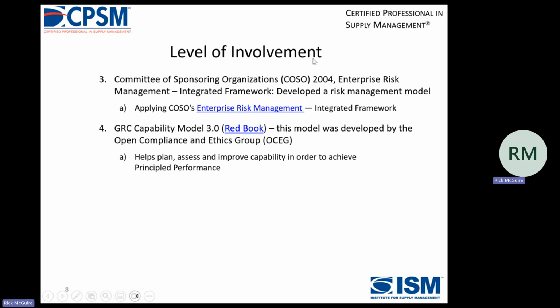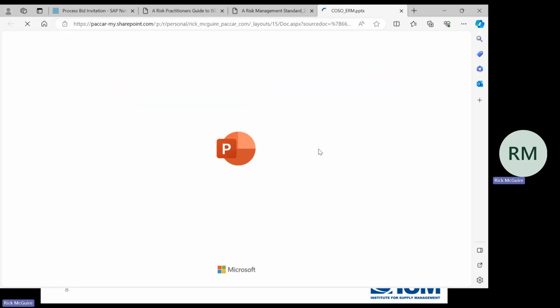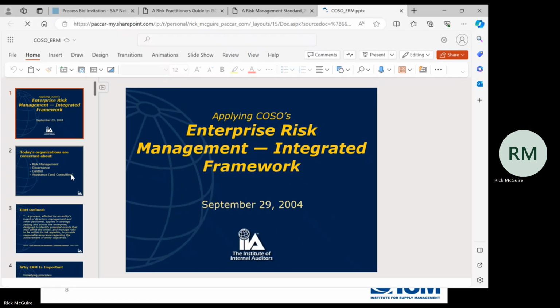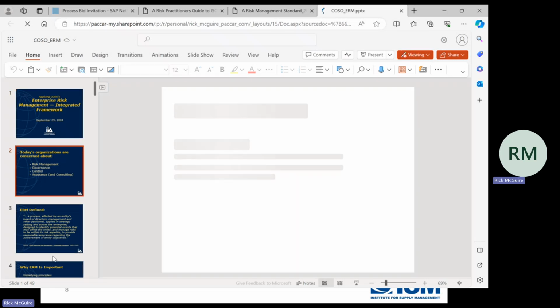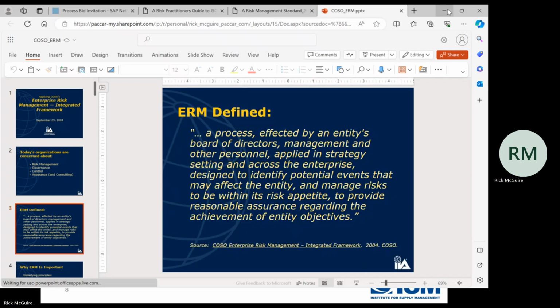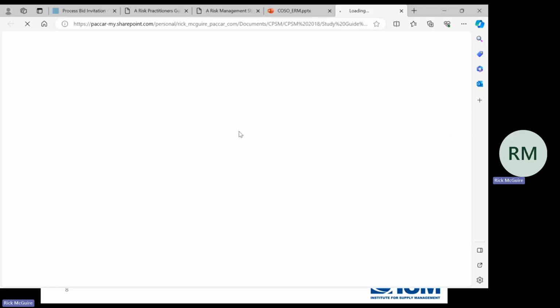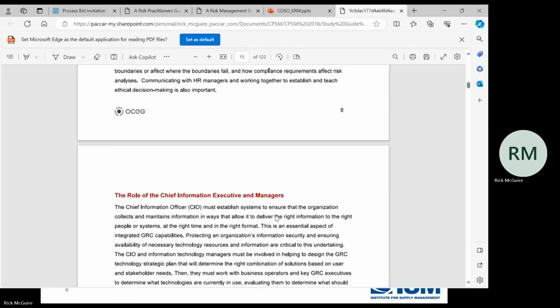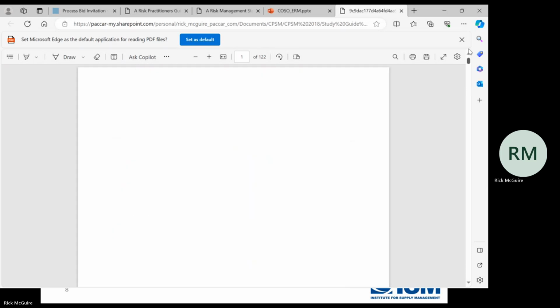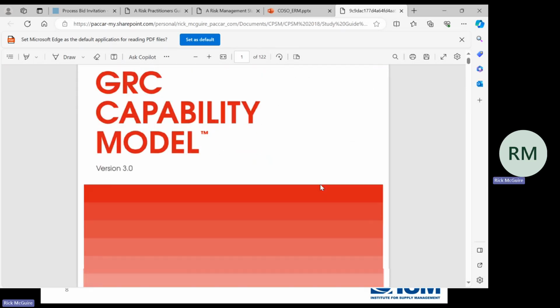Committee of Sponsoring Organizations, enterprise risk management. So here's another risk management framework. This is just a PowerPoint deck. And then there's the Red Book. This is a risk management model also. This is quite long.